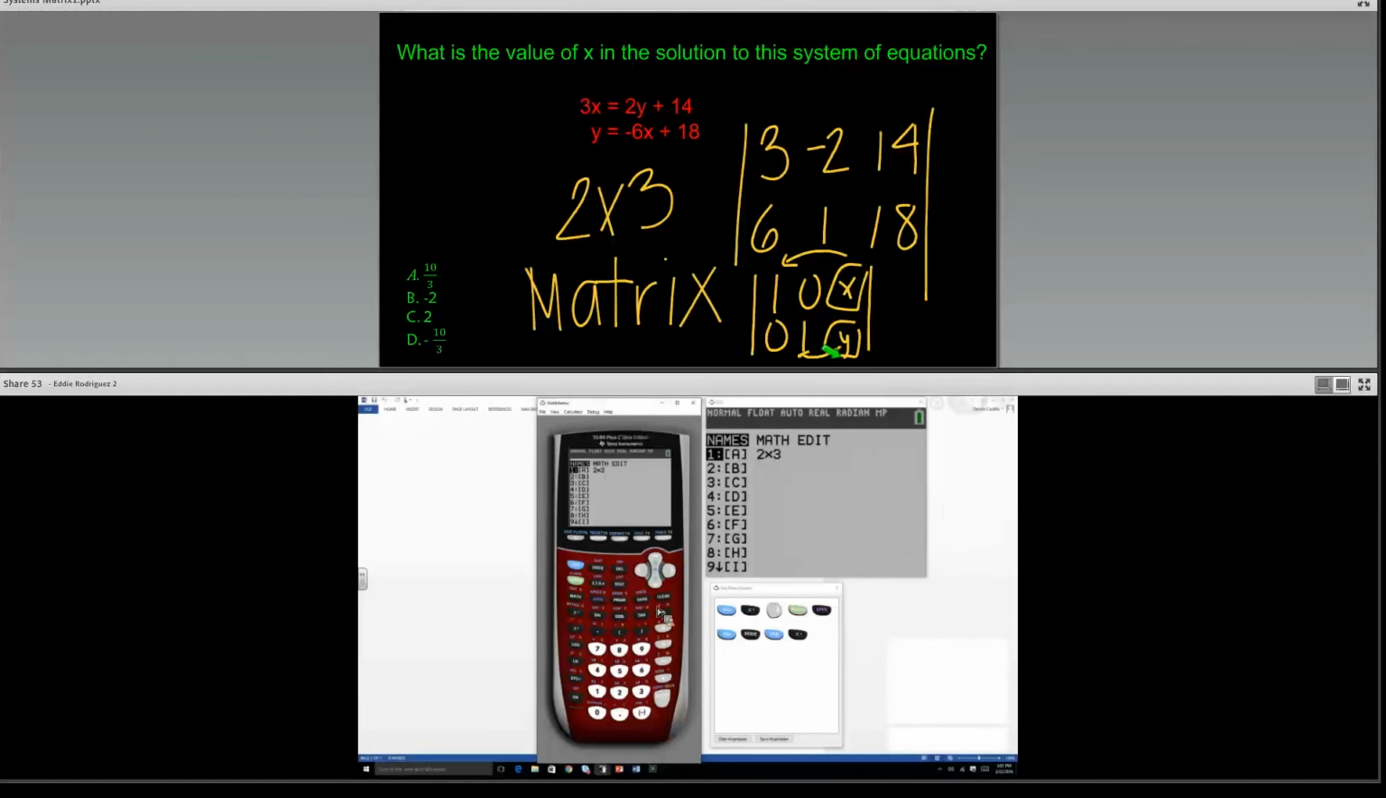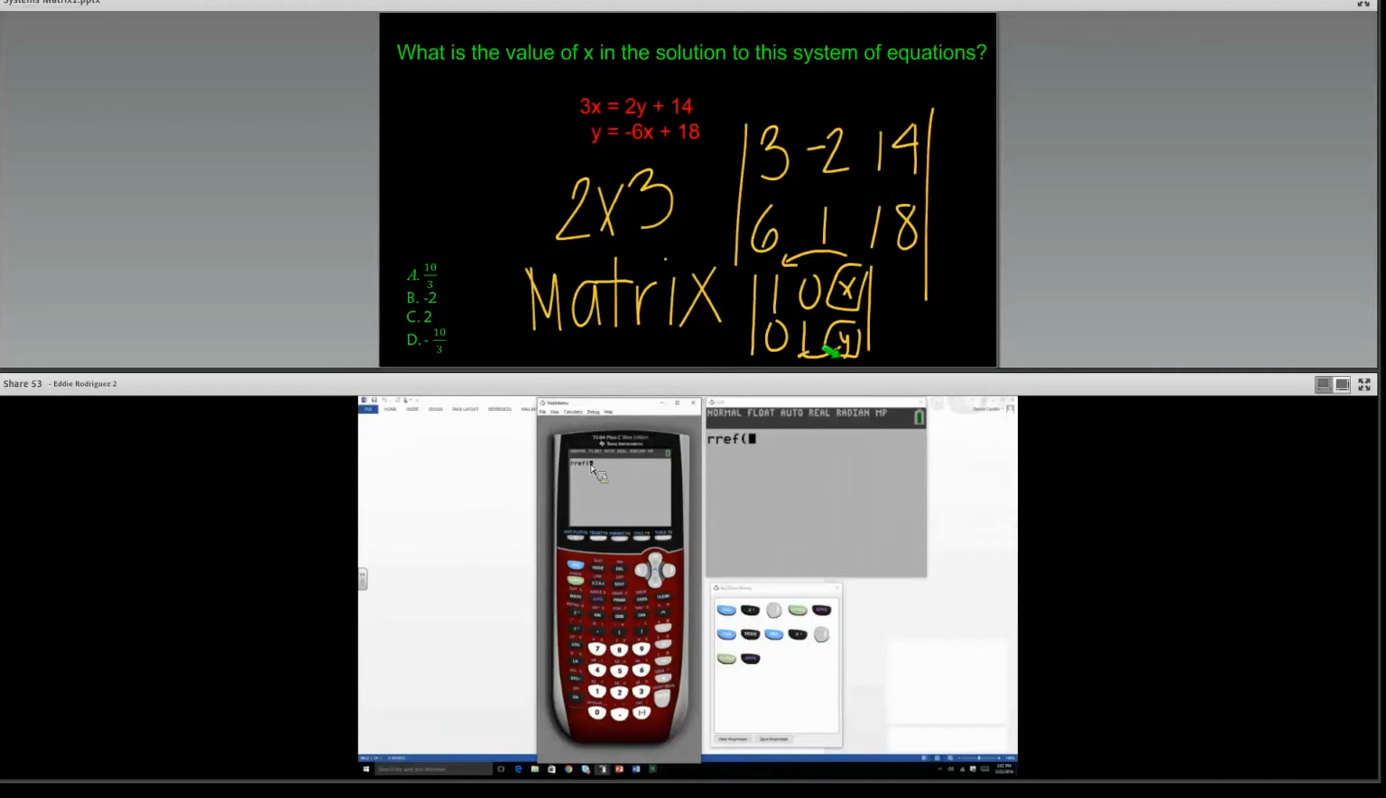Now we just need to reference the name of the matrix, and we only have the one matrix, so it's going to be the first one, A. So here we're going to hit second matrix, and there it is. So we're just going to hit enter, and there it is.